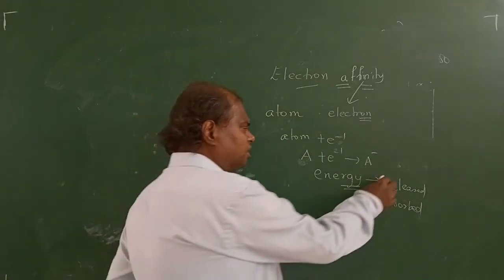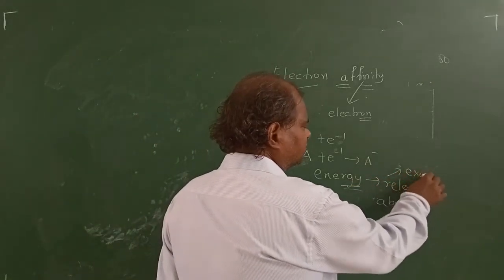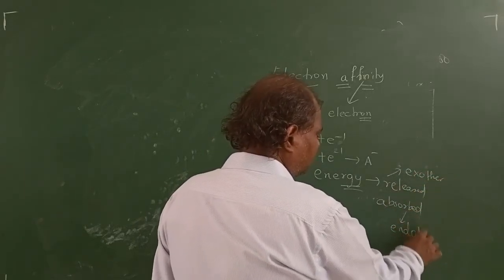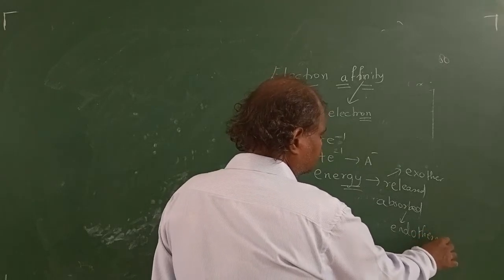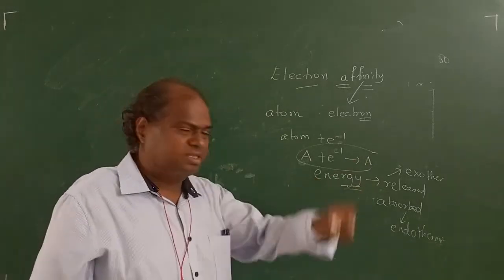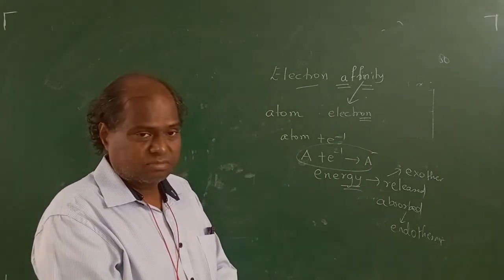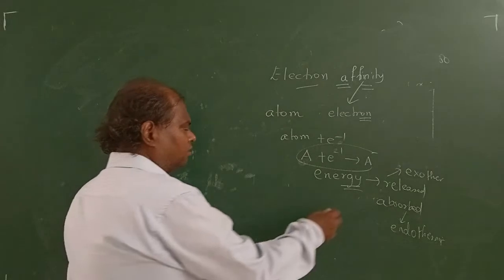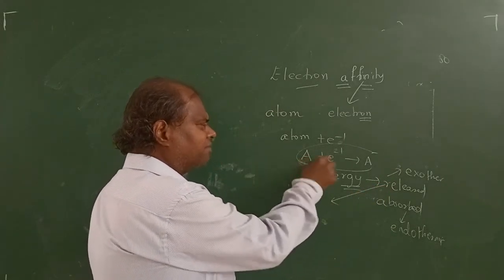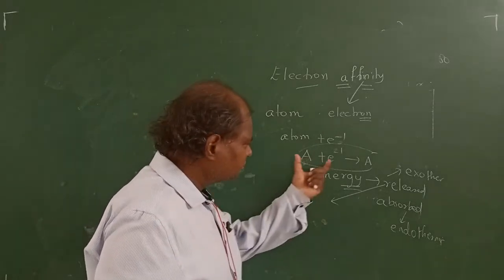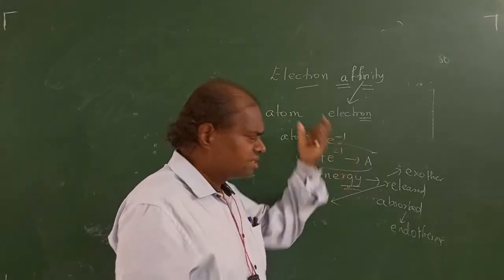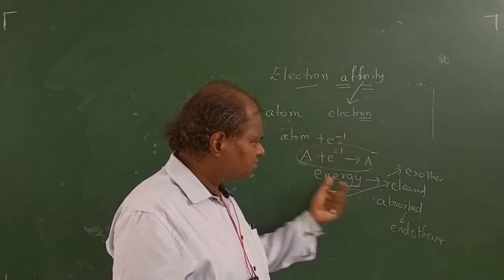If energy is released, it is called exothermic. And if energy is absorbed, it is called endothermic. Now, it is very important that you should know when energy is released and when energy is absorbed. Energy will be released whenever the atom likes to have an electron. Suppose the atom has got affinity for the electron, there will be some reason, we'll see that later. Suppose it likes to have it, then energy will be released.